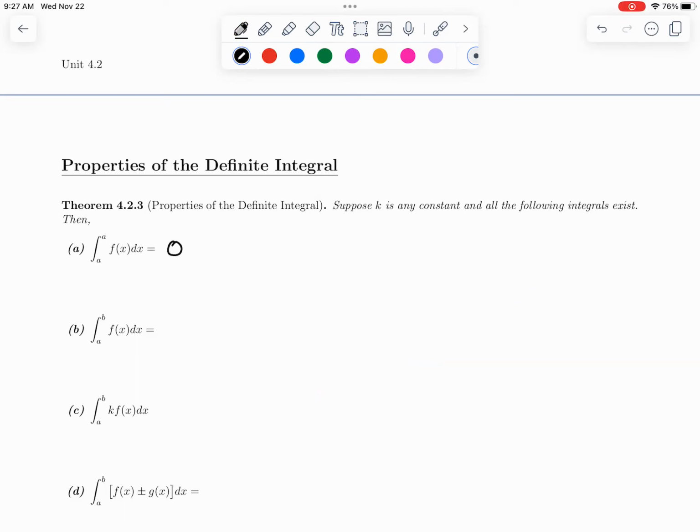The integral from a to b, and I meant to erase this, I need to make that change. I want this to be blue a and red b. The integral from blue a to red b of f of x dx, you can actually change the bounds of integration. You can flip them with each other. But when you do that, this becomes negative the integral from b to a.